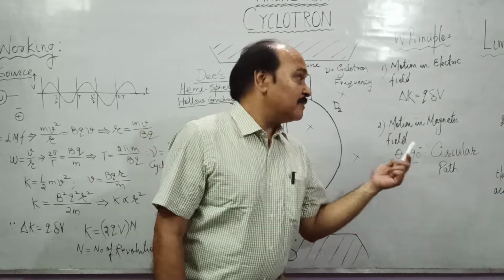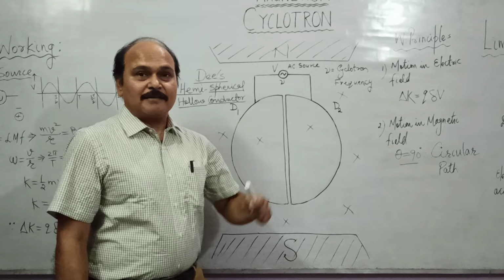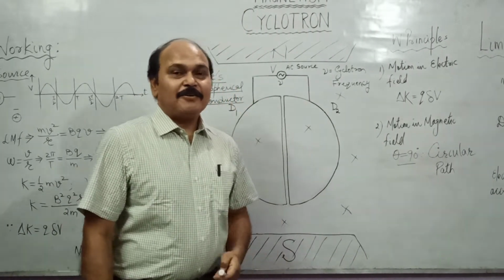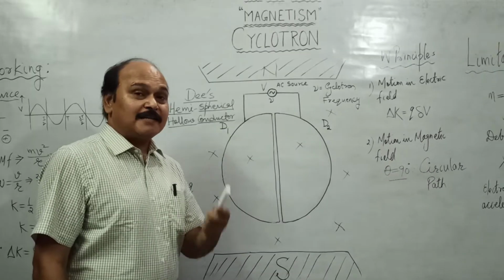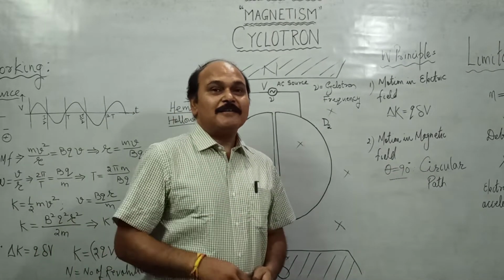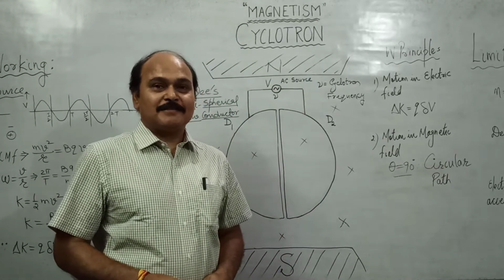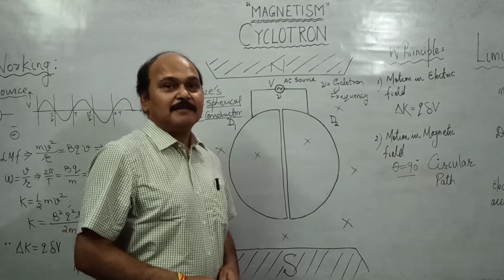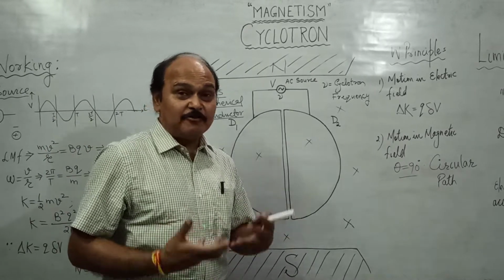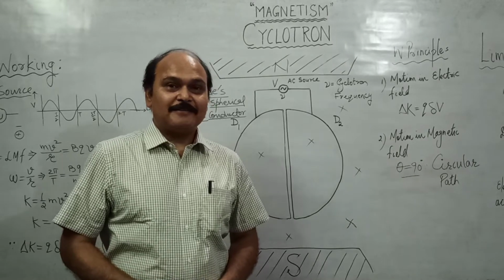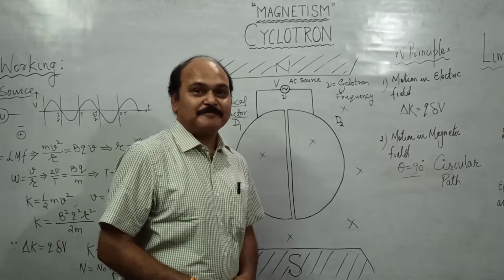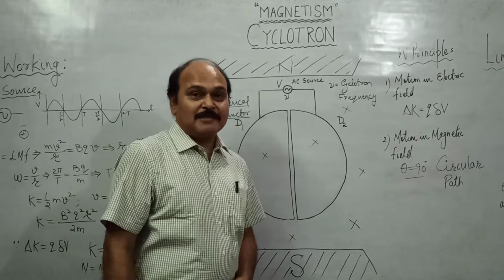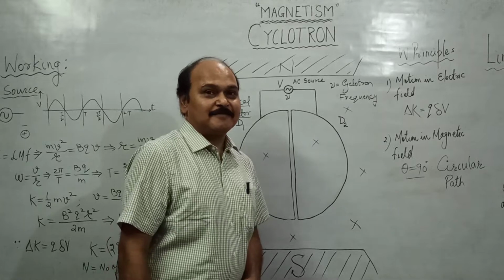Well children, a cyclotron is a charged particle accelerator. It is used to increase the kinetic energy of charged particles. And these energetic charged particles are used in various nuclear reactions. They are bombarded on different nuclei, and as a result different new elements are created. Nuclear transmutation takes place. So in nuclear physics, the cyclotron is a very important device for experiments.